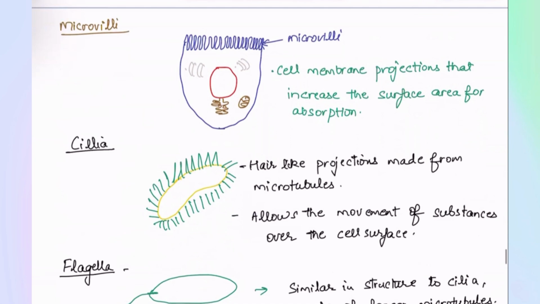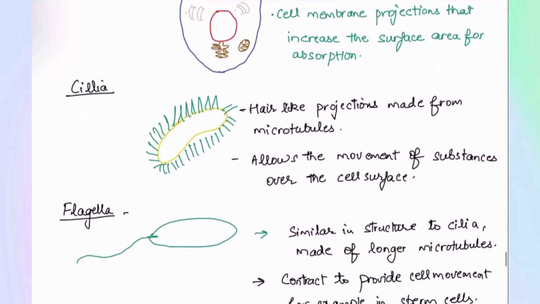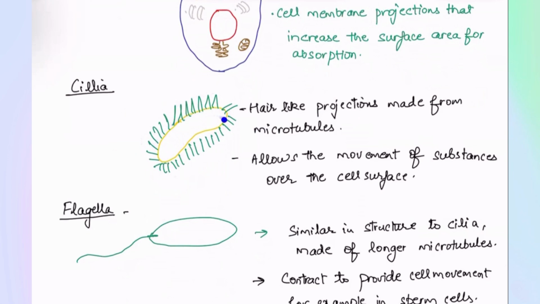Microvilli. These are cell membrane-like projections. Wherever you see such finger-like projections, their role is to increase the surface area for absorption. Cilia, which are present in eukaryotic cells, are hair-like projections made from microtubules, and they allow the movement of substances over the cell surface.